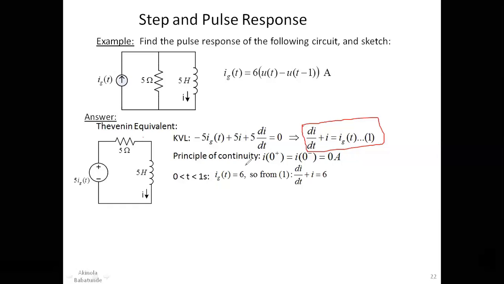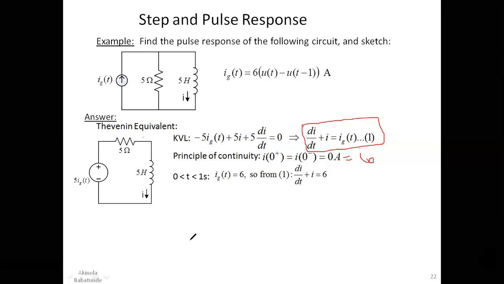We do know that i(0+) will be equal to i(0-), which will be equal to i(0), which is equal to I naught, by the way. Okay, so this represents our continuity principle that we've been talking about. What you want to do quickly here is to find out what is happening for t greater than 0 and t less than 1.